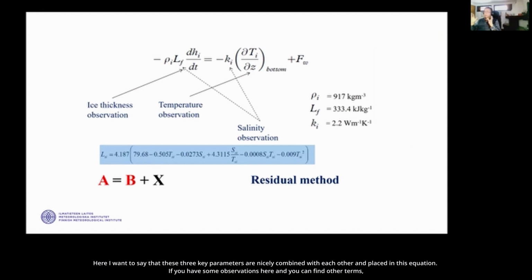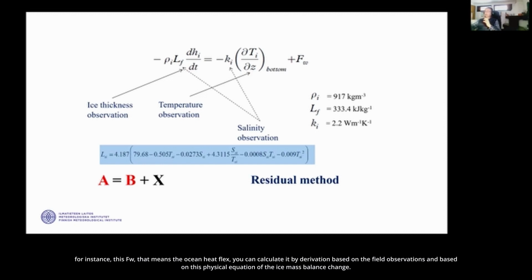Over here, I want to say that these three key parameters are nicely combined with each other and placed in this equation. And if you have certain observations here, you can find other terms, like for instance this FW, which means the ocean heat flux. You can calculate it, identify it based on field observations and based on this physical equation of the ice, how the mass balance changes.